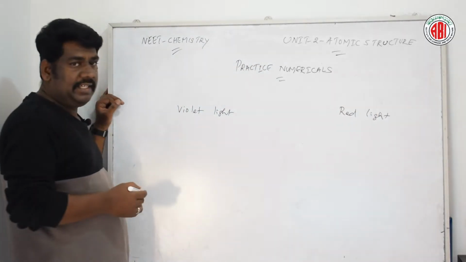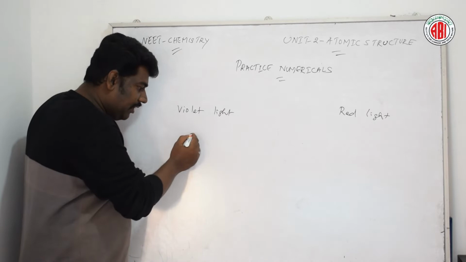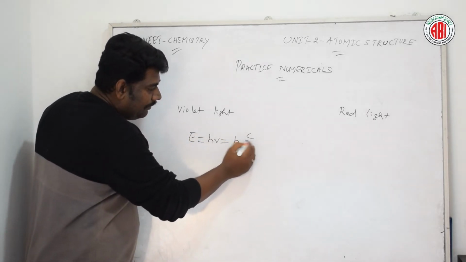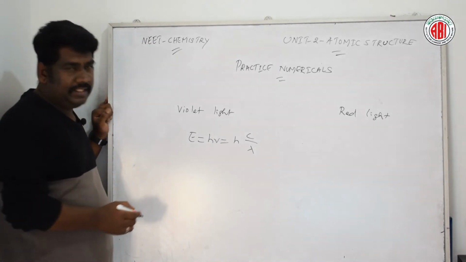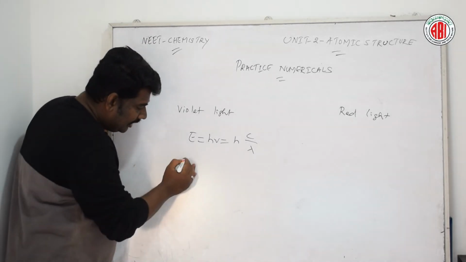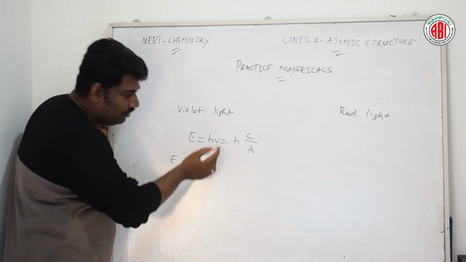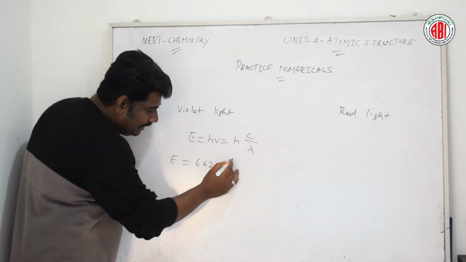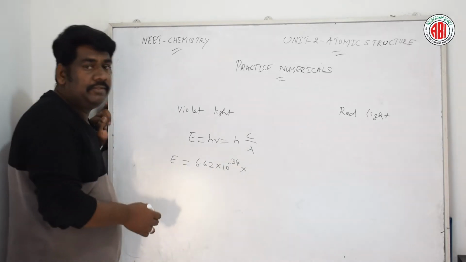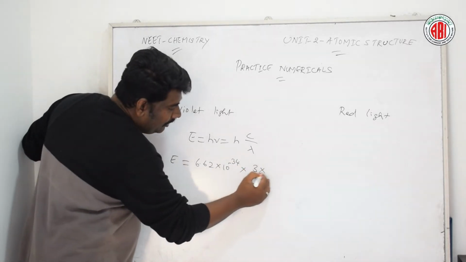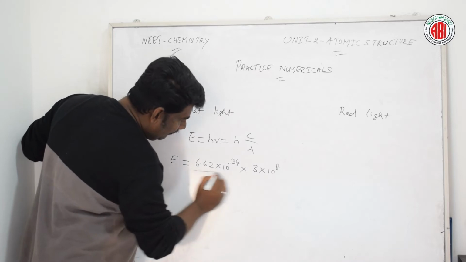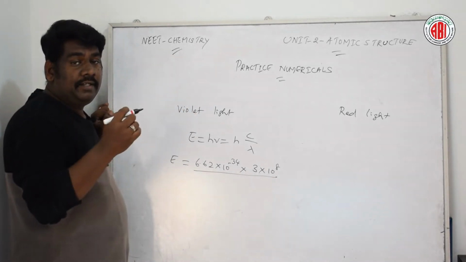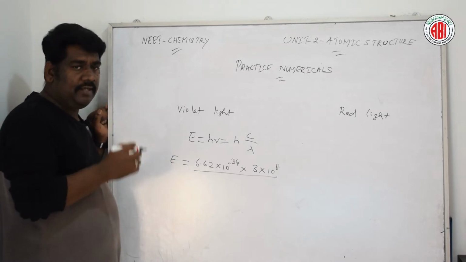For violet light we are supposed to use the formula energy E is equal to h nu, that is equal to h into C by lambda. Applying the values here, energy E is equal to Planck's constant value 6.62 into 10 to the power of minus 34, into C value, 3 into 10 to the power of 8 meter per second, divided by lambda value for the violet light, the photon of the violet light.